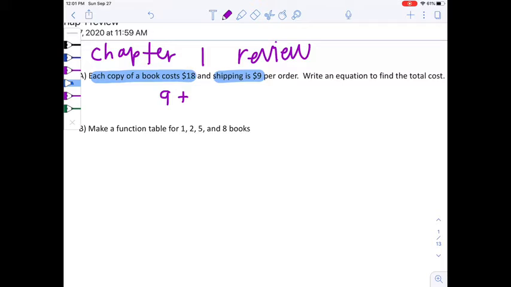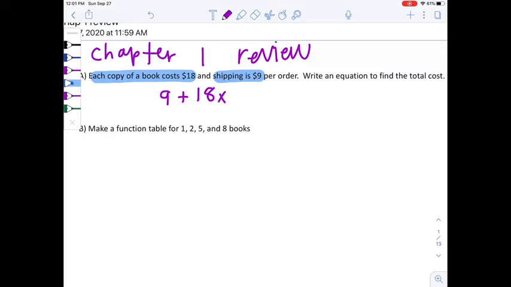So it's going to be 9 plus, and then we know each copy of a book is $18. Each is multiplication. So I'm going to write this as 18x. 18 times however many books we're going to buy.